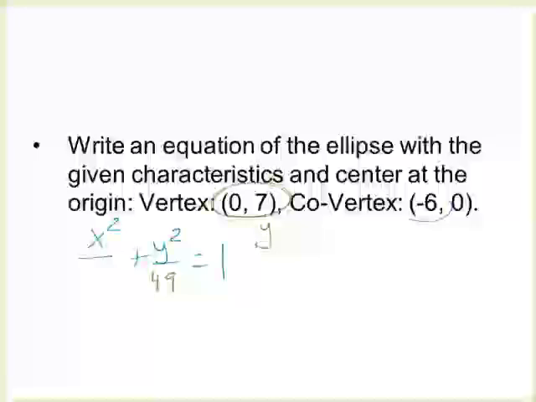We have a co-vertex with a number in the x position. So what do I do with that? Make it 36 and put it under the x. And that's our equation. Is that it? That's it. Is this in standard form? This is standard form.